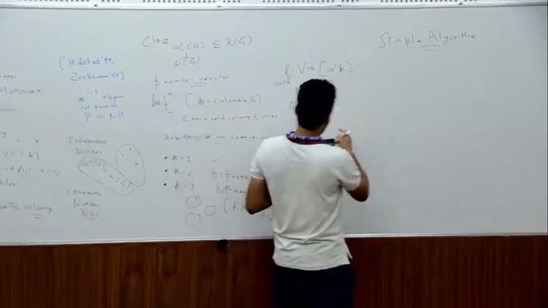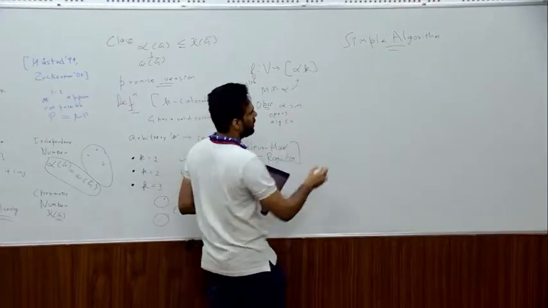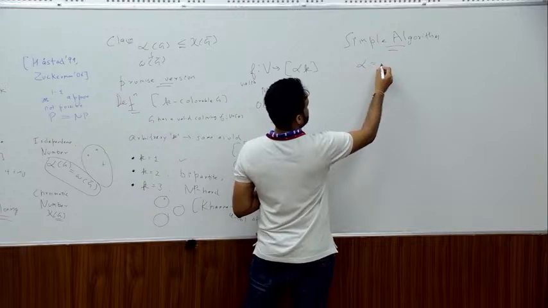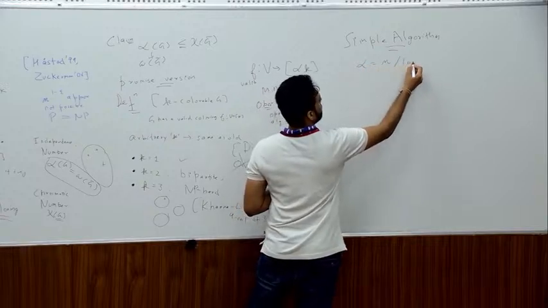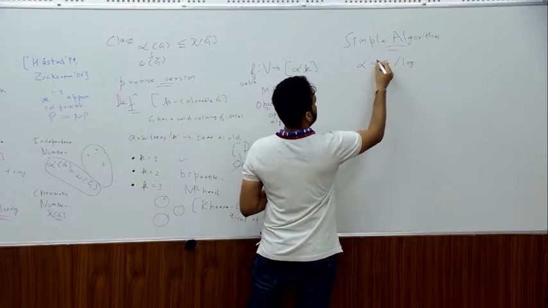Okay. So alpha is n. I will go slightly smaller than n. I want an algorithm where alpha is n by log n. Like, I should say big O of n by log n.